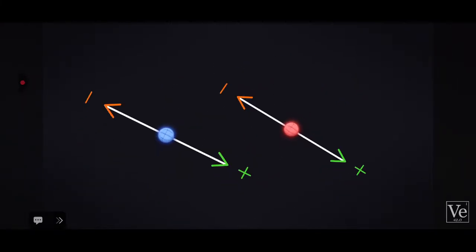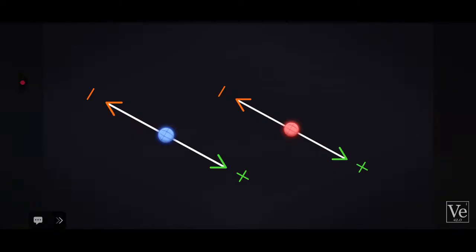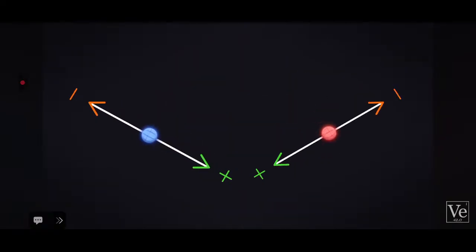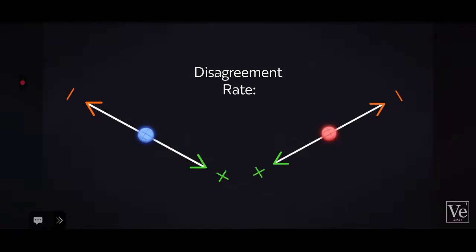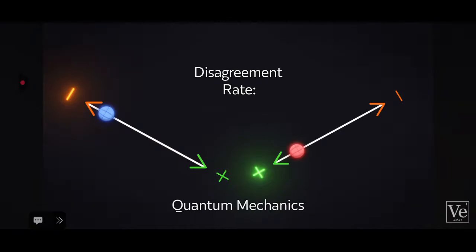If both experimenters happen to choose the same axis, then we know what happens. They have to get the opposite result as each other to conserve spin. The interesting case is when the experimenters happen to choose different axes. The number we want to predict here is the disagreement rate, the probability that the electron's result is different from the positron's. At first, let's see what quantum mechanics predicts for this number.